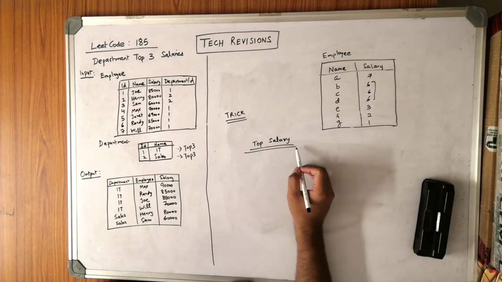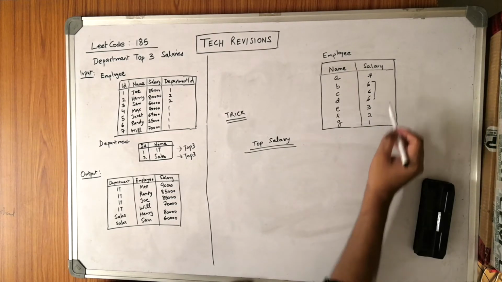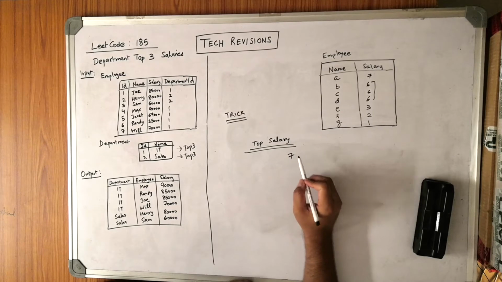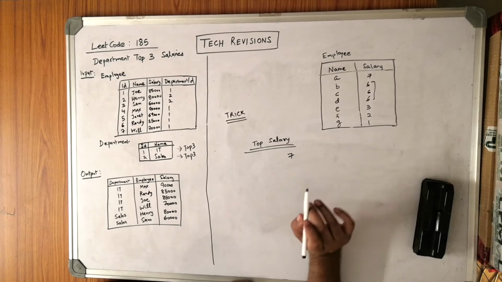So if you're looking at the top salary, what is the top salary in this data set? The top salary is 7, right? Now if I ask you to compare, now remember, this is the important point in the trick.